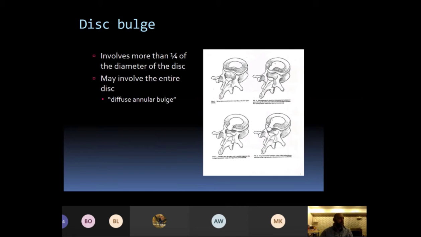So when it comes to a disc bulge, the basic definition here is that the area of involvement, the bad part of the disc, so to speak, is going to be more than 25% of the circumference. Maybe just swap out diameter with circumference, if you will. There we go. All right, so what are we talking about here?